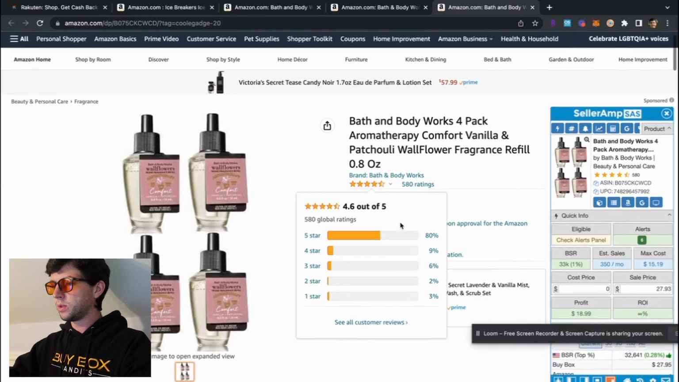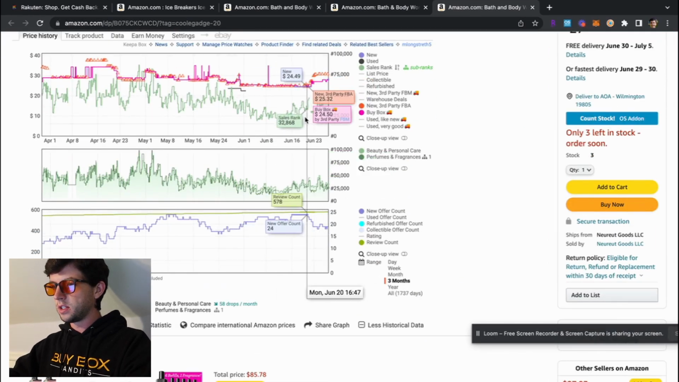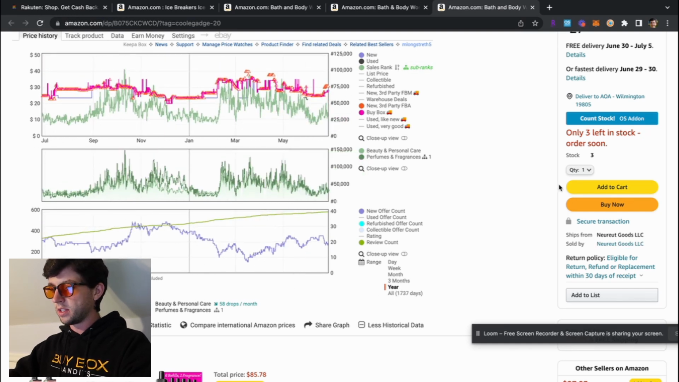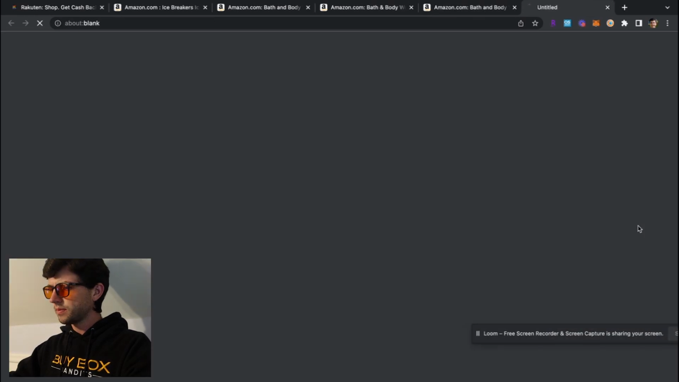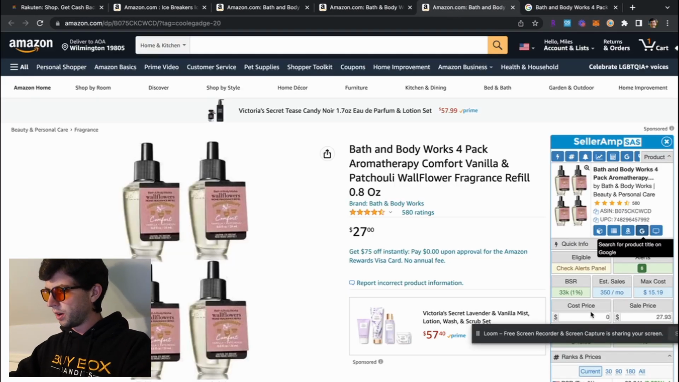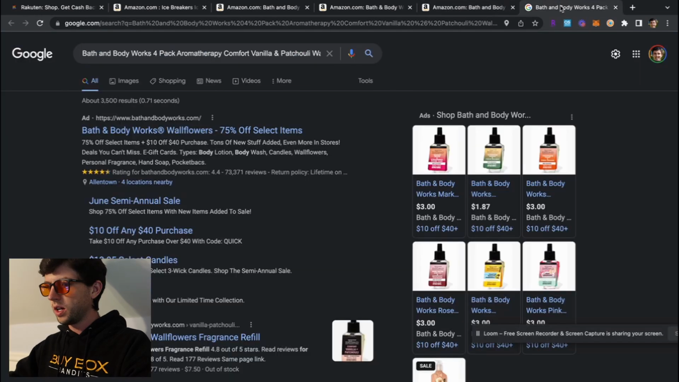So right here, Bath & Beyond, 27. Right here, competition's relatively low. I don't love the rank, but it's not bad. Merch filled buy box, it's a good sign for being FBA. Right here, it's been a lot higher, so it's not bad. So what are we trying to pay per? We're trying to pay per unit like $4.